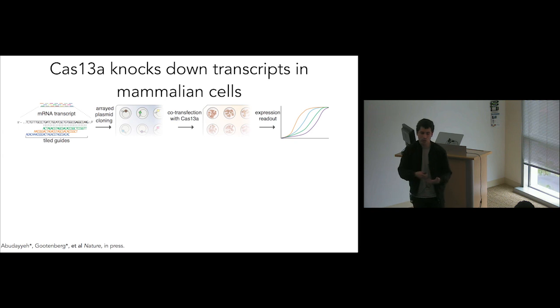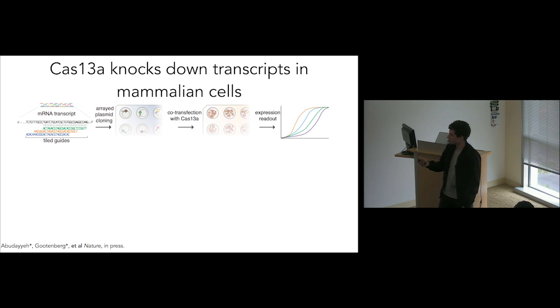So this wasn't a pooled screen, as Julia discussed. We don't yet have lentivirus working for Cas13a, but instead we decided to do it in individual wells. But we can use the same Golden Gate cloning to clone pretty easily about 96 different constructs. And then we can transfect these with Cas13a and measure expression of our targets by qPCR.